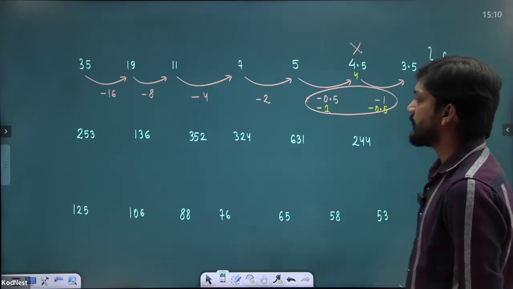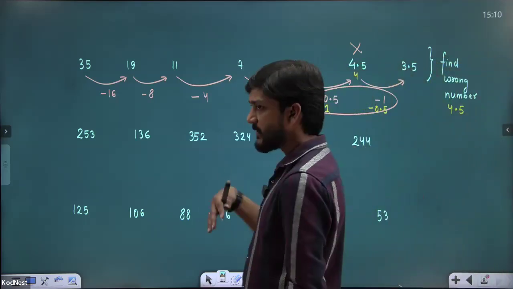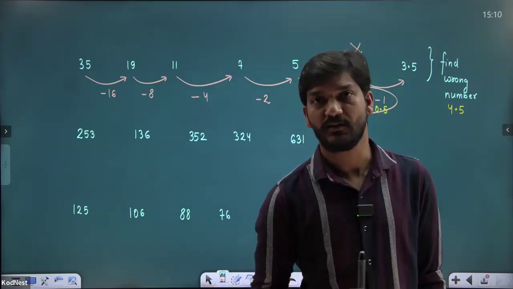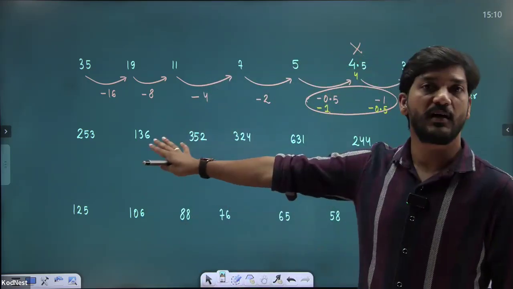All right. So sometimes if it seems random, then only I'm saying. If it is not random, don't think this. Or don't think this in the starting.